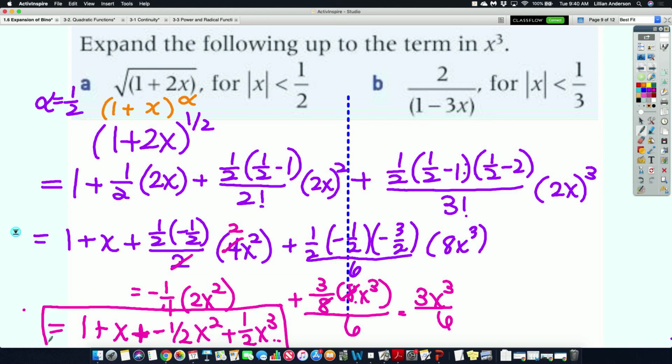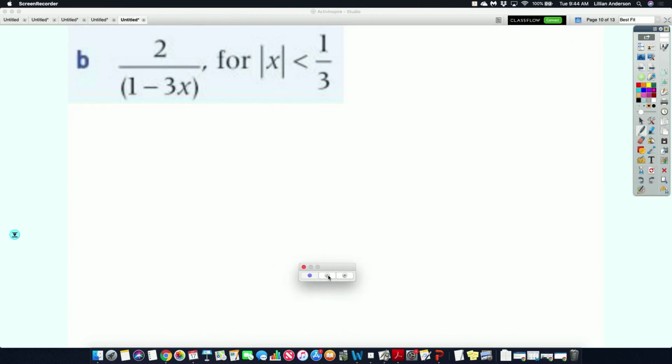And yes, I put the dots because it does keep going after that, but still went to x to the third. This part didn't crash. Wonderful. Okay, cool. All right. So, my recording's still going.